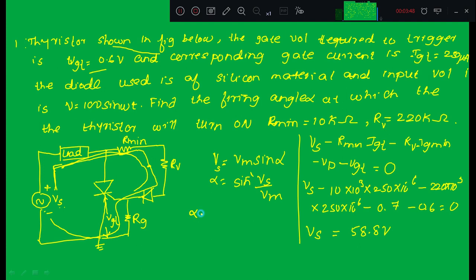Now we substitute for the firing angle alpha: sine inverse of Vs, we have got 58.8, divided by Vm. Vm from here is 100. So if you find the firing angle alpha, it is 36.01 degrees. We'll go for the next numerical. It is similar.